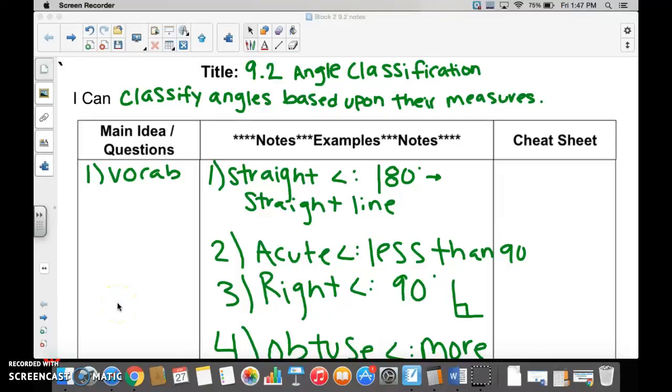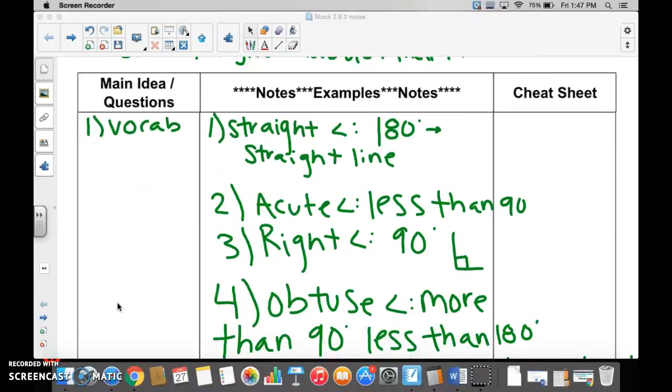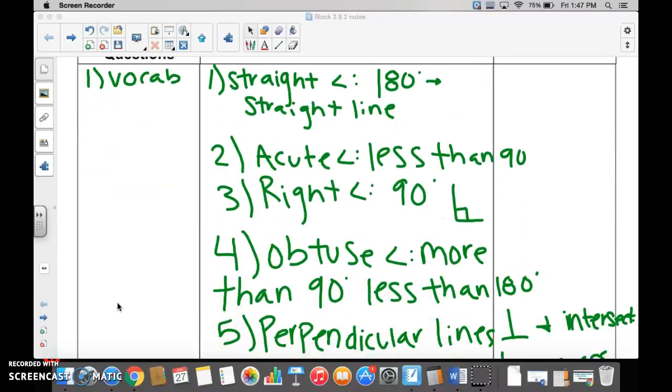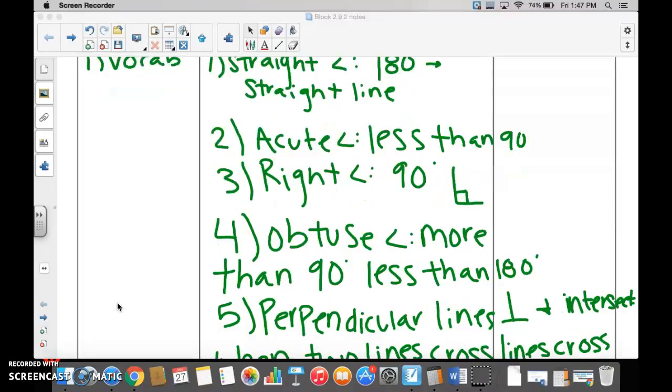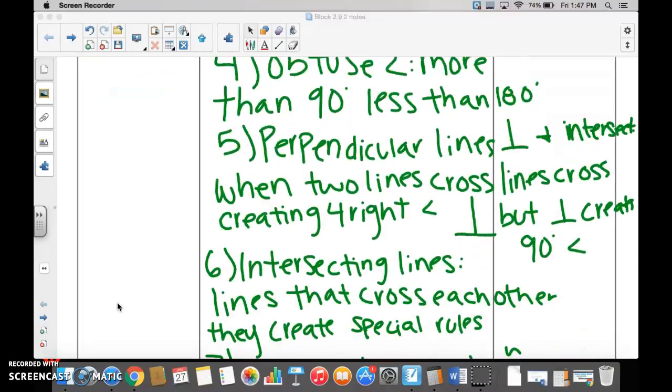9.2 Angle Classification. I can classify angles based upon their measures. For vocab, we have straight angles, acute angles, right angles, obtuse angles. Look those over. Most of you knew what those were already.